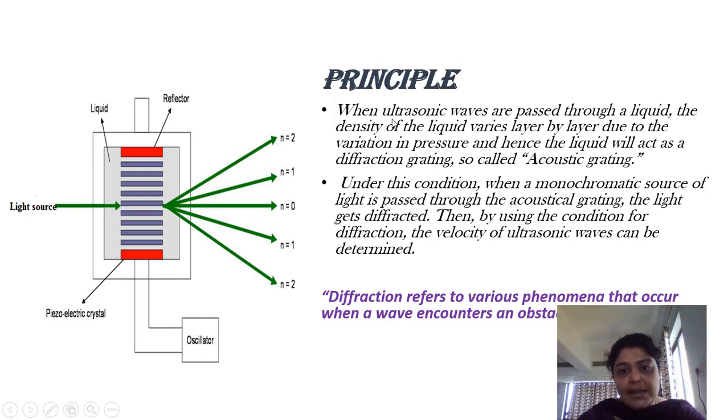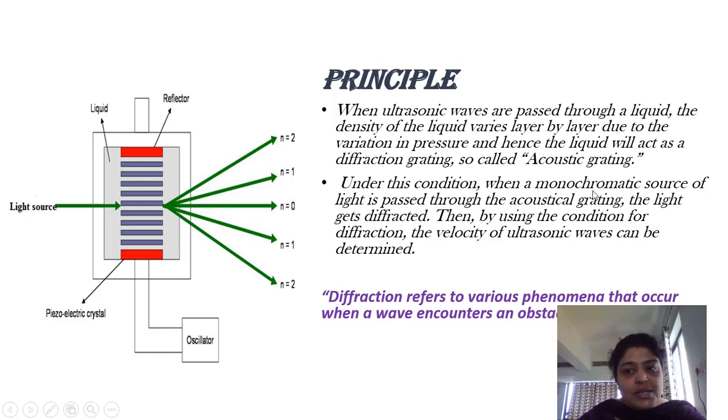So again, let me just say, this is why it is known as acoustic grating. This is known as acoustic grating because the grating which has formed in between, this grating means the variation of densities at equal distances. So this grating is formed because of the presence of ultrasonic waves, that is sound waves, and that is the reason we use the word acoustic grating.